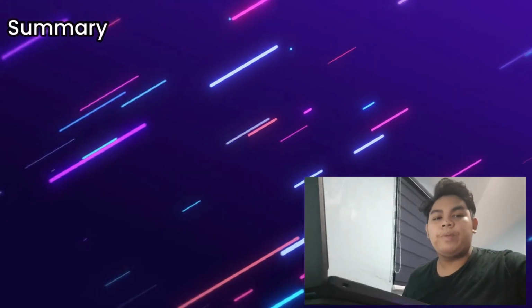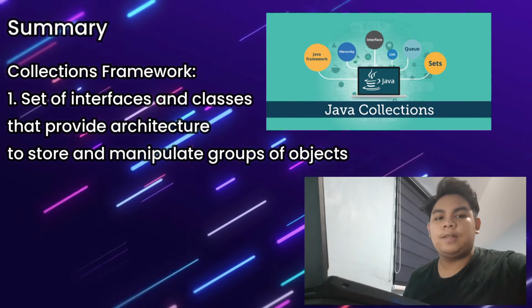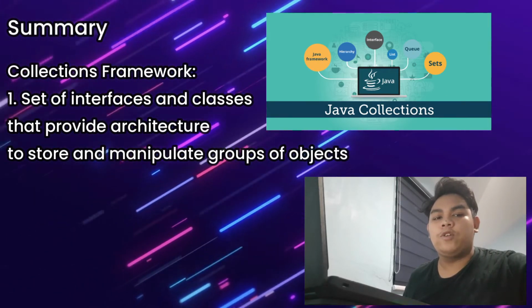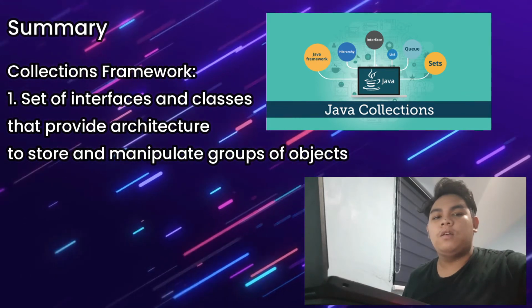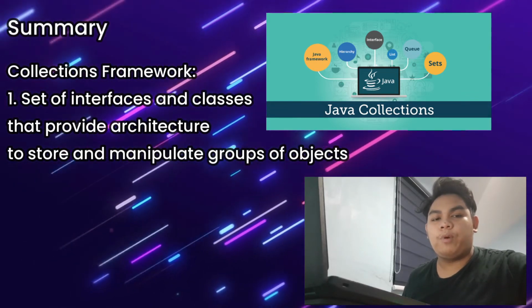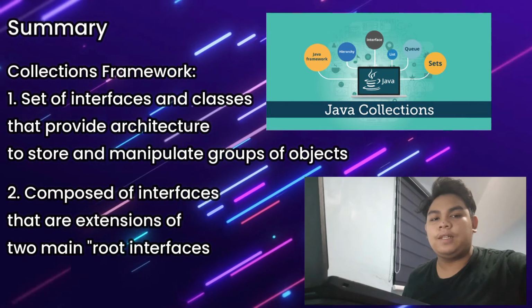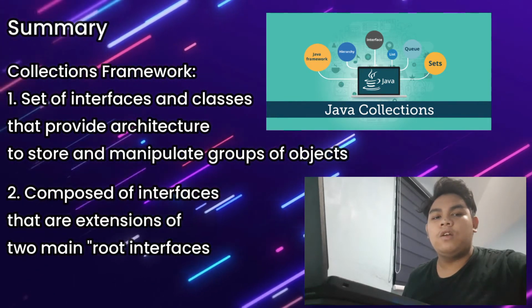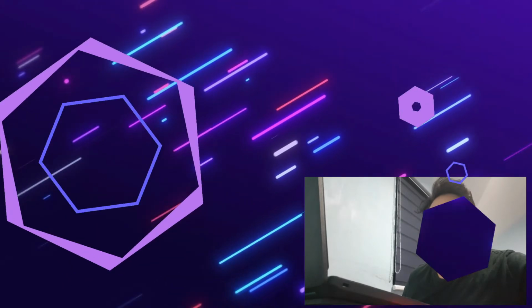To sum it up, the collections framework is a set of interfaces and classes that provide an architecture to store and manipulate groups of objects. The collections framework is composed of interfaces that are extensions of two main root interfaces. We will now discuss some of these interfaces.